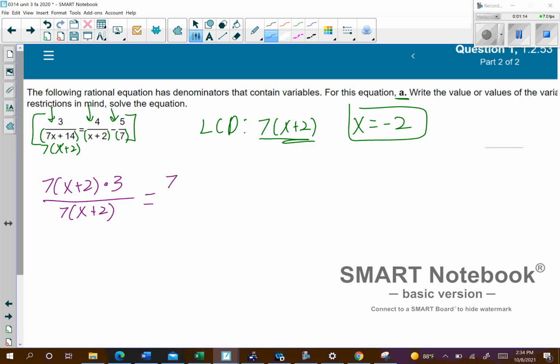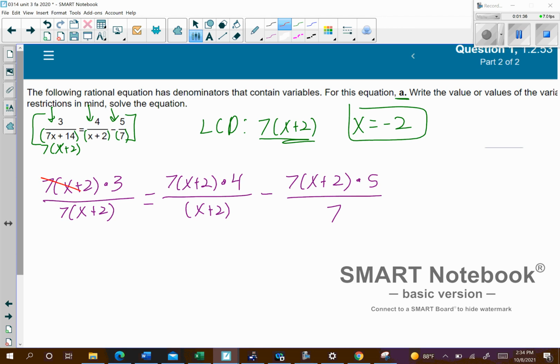And then we'll have 7 times x plus 2 times 4 all over x plus 2. And then minus 7 times x plus 2 times 5 all over 7. So the only thing that I did is rewrite it, I just put the LCD with all the numerators. And what that's going to do is the denominators should cancel out with part of each numerator here.